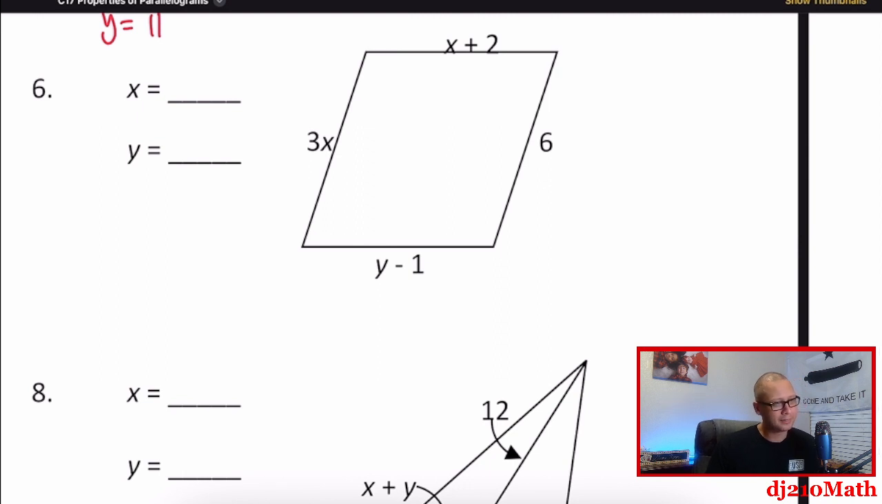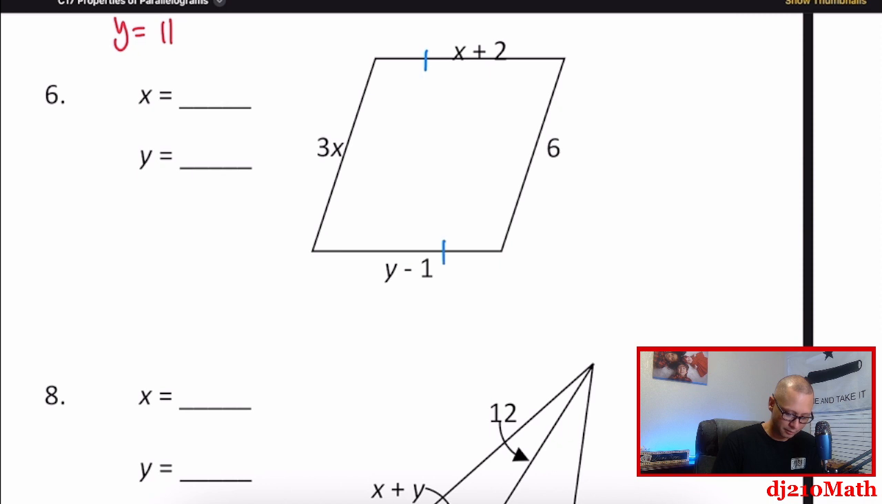All right, number 6. What do you think? Opposite sides are congruent. I think trying to solve for x first, right? 3x is equal to 6. Which means x is equal to 2, right? Because 3 times 2 is 6, so x is equal to 2.